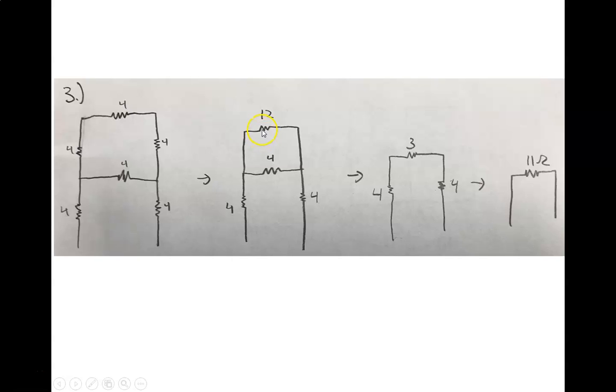Okay. Now I want to play the game again. Look for straight series or straight parallel. Well, right here I've got 2 resistors that are straight parallel. So I can use the 1 over REQ.